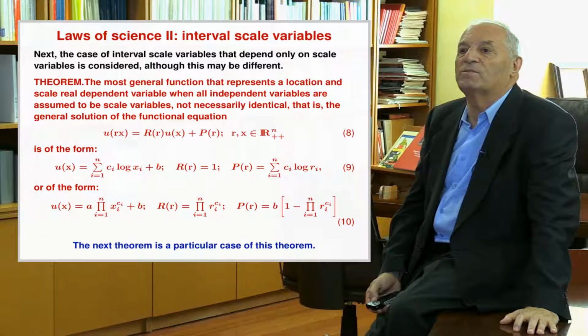Here we have the following theorem. The most general function that represents a real dependent variable with scale, when all independent variables are assumed to be scale variables, not necessarily identical, that is, the general solution of the functional equation 8, is the one given in 9 or in 10, where we have logarithms or potential. The next theorem is an important particular case of this theorem.